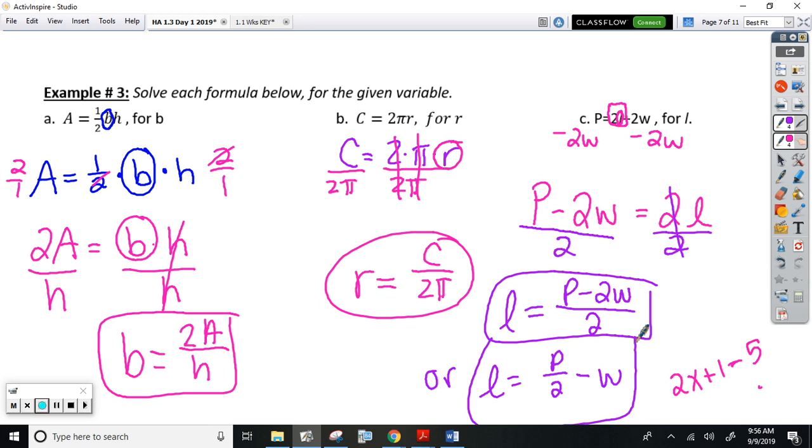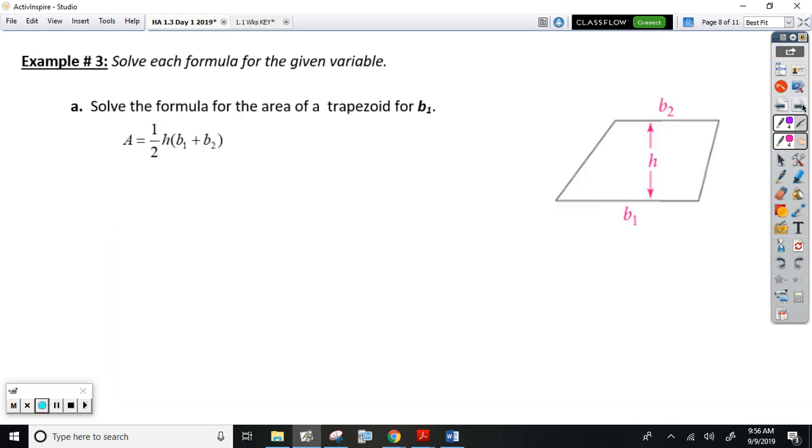Alright, so those were the easy ones. Now we'll get into some harder ones, and there's a reason that I put factoring on your summer packet, because we're going to be using factoring in some of these problems. So this one is the area of a trapezoid, for those of you that remember geometry a little bit. H is the height, which is always a perpendicular distance. B1 and B2 are the bases. Those are always parallel to each other, and we're looking for the area.